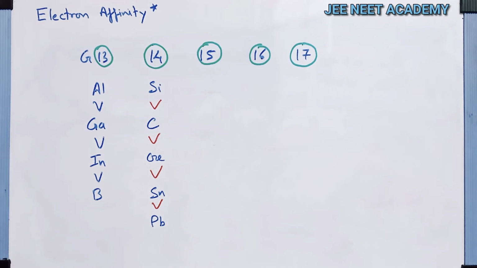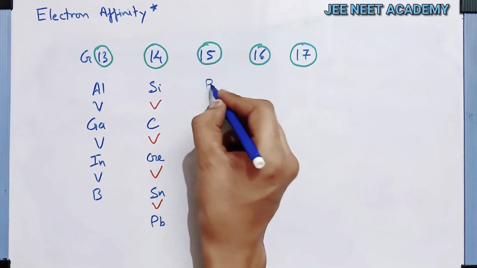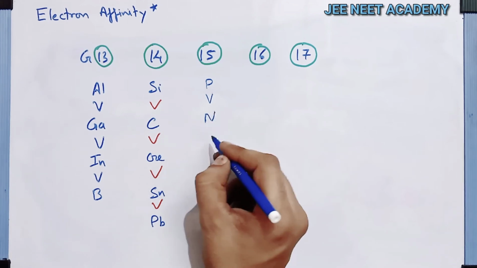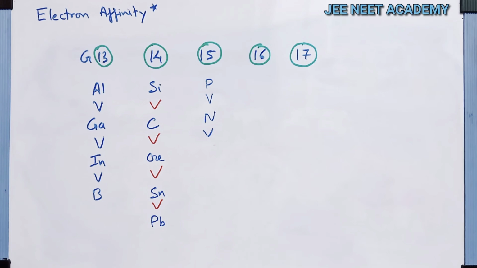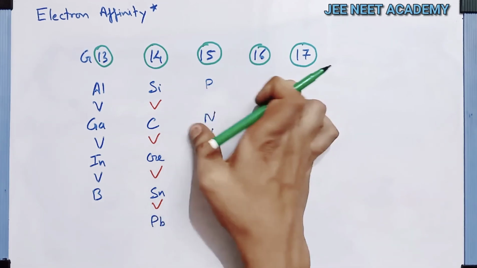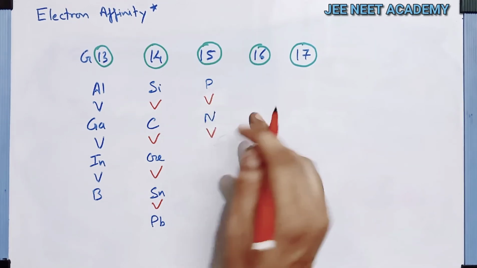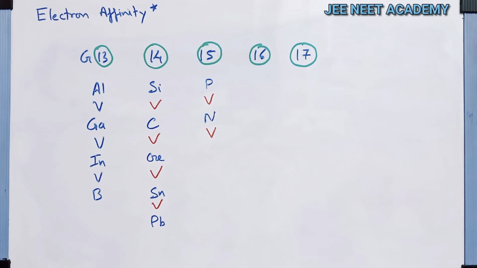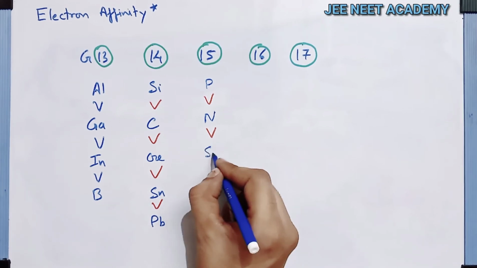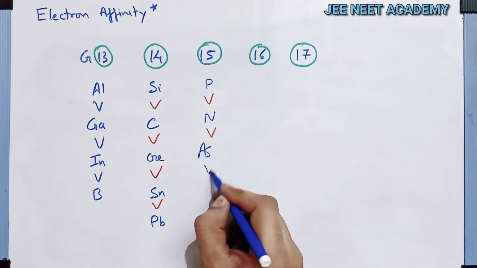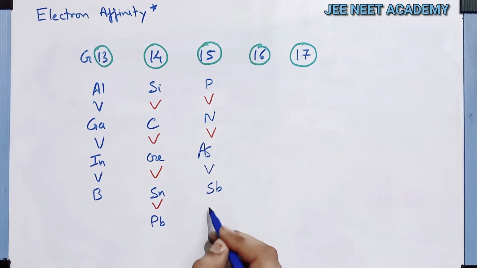For the 15th group, the third period element is phosphorus. So first phosphorus will have more electron affinity than nitrogen, then arsenic, then Sb, and then bismuth.